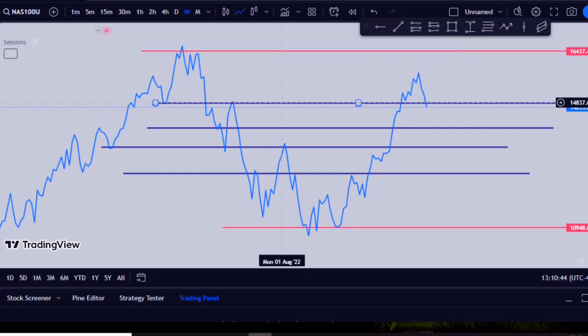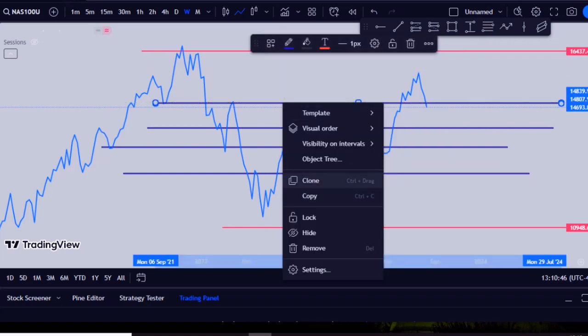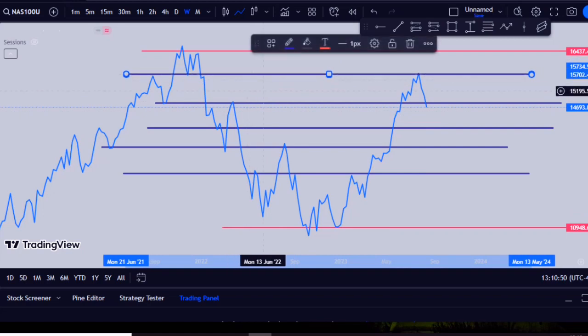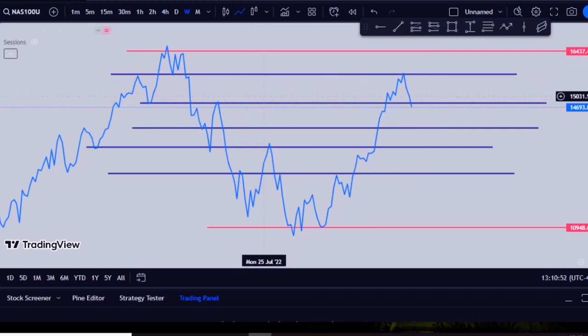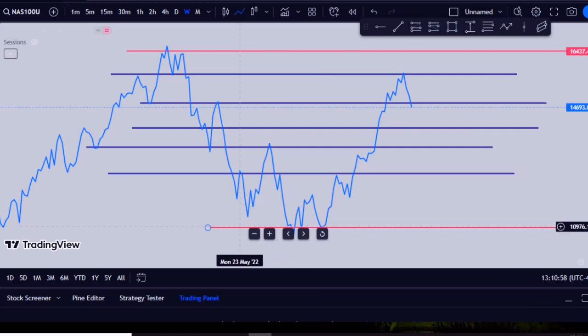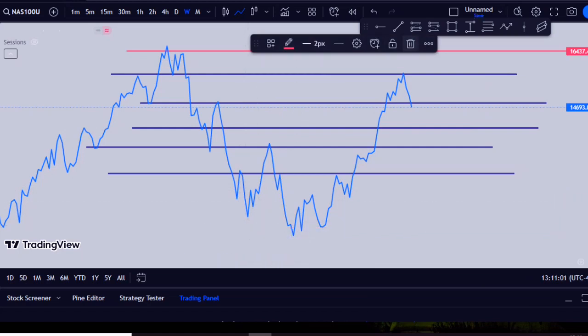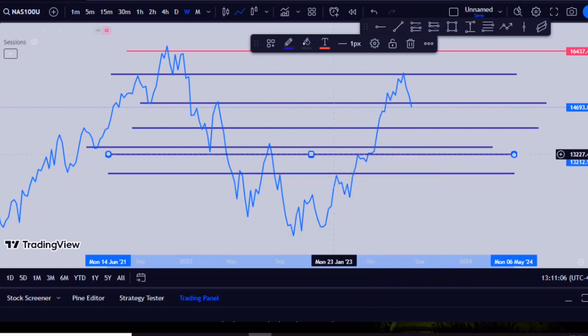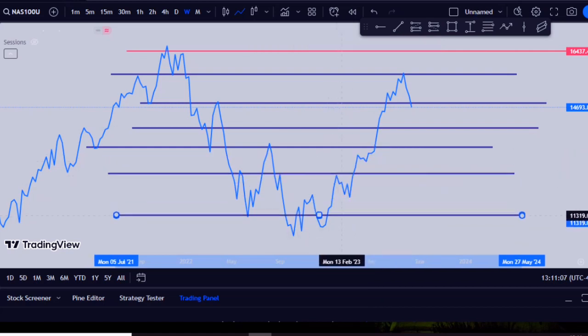So you clone it again. This was where the market rejected off of. So right now I think we are done. Let me still mark out this key level down here. Clone. Nice.